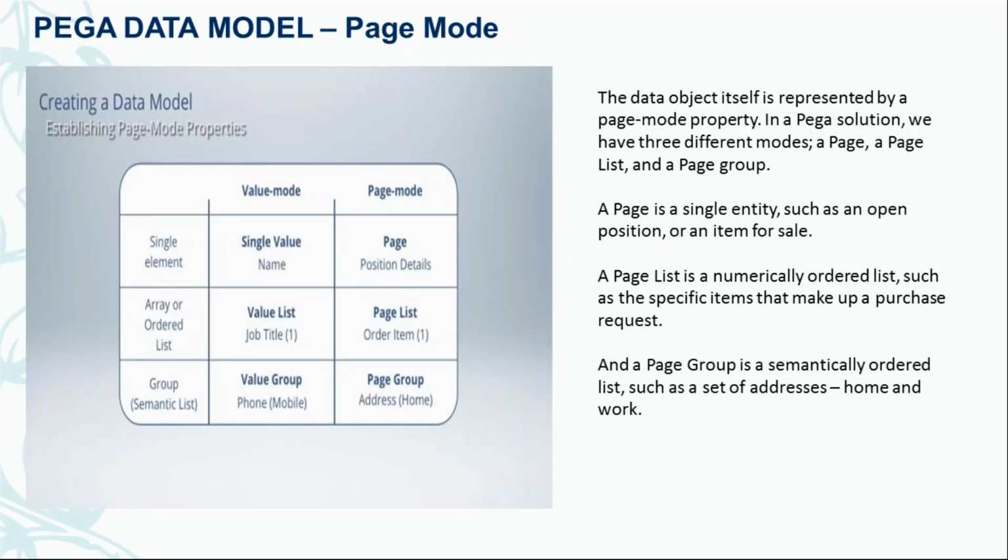Okay, so this is one, and finally, I didn't tell you about value mode. Page mode contains many fields within it. Value mode is a single array. If you say I have 5 mobiles, I can say mobile 1, mobile 2, mobile 3, mobile 4. Or if I'm going by 1, 2, 3, 4, 5, that will become a value list.